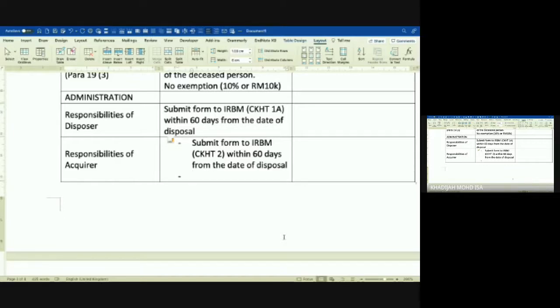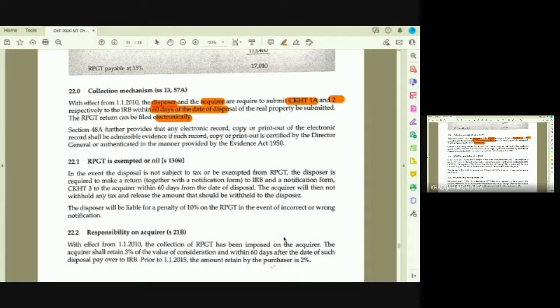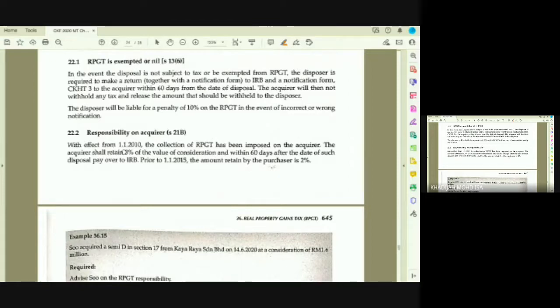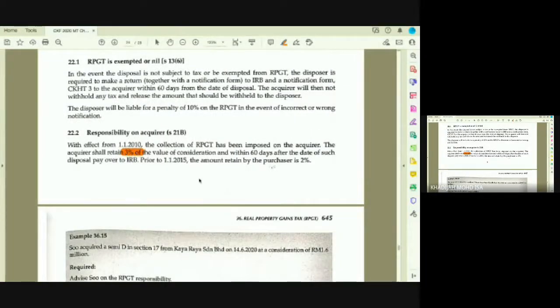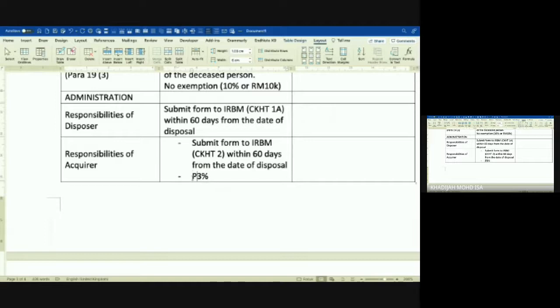So the law requires that in order to collect the RPGT, we say that the acquirer has to pay 10%, right? What do you call retention money? Irrespective of the acquirer, when RPGT is imposed, the acquirer retains 3% of the value. It's only 3%. We call it retain, pay 3% of the consideration or disposal price to the IRB.